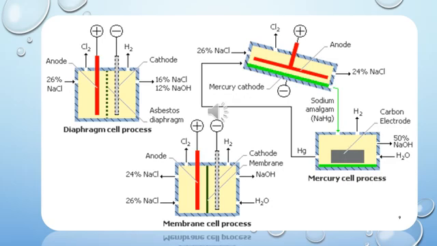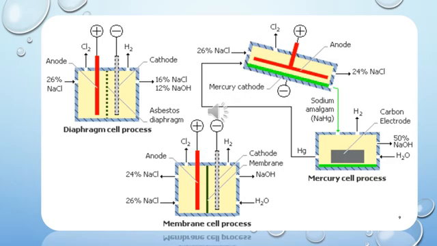First one is diaphragm cell process. In diaphragm cell process, you can see that there are two electrodes, anode and cathode. Anode is shown in red color and the cathode is shown in gray color. There is the separation between these two electrodes by green dotted line. That green dotted line is asbestos diaphragm.